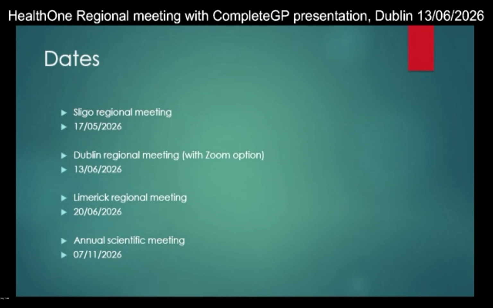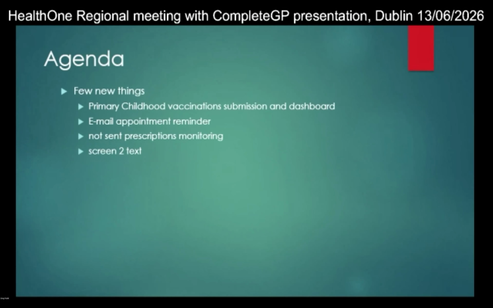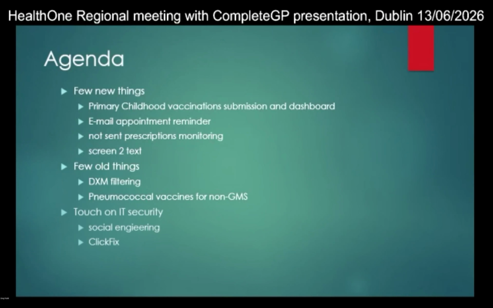Those are things that we were doing this year, right? So we met in Sligo first. We're here now, Limerick next weekend, our annual scientific meeting, to mark the date in your calendar. That will be 7th of November. And for today, we'll look at a few new things that were developed through the user group, and a few old things as reminders.